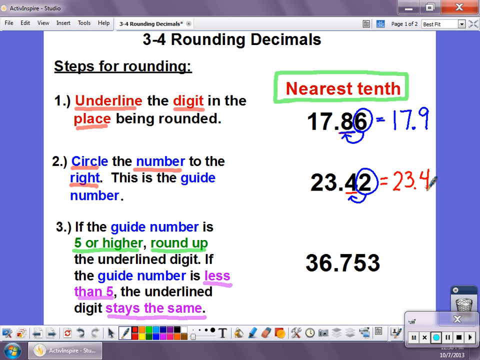Now sometimes, when I underline my digit in the place being rounded to, the nearest tenth, and then circle my guide number, I have an extra digit on the end. I don't worry about this digit at all. Anything to the right of the guide number doesn't change the way I round. The only thing I worry about is the number just to the right of my underlined digit. In this case, that's a 5. 5 or higher means I'm going to round up. So this is going to become 36 and 8/10.